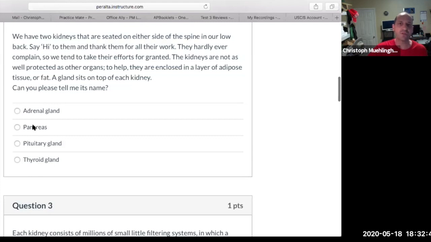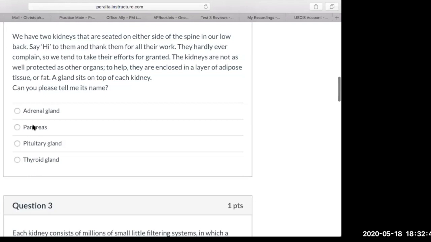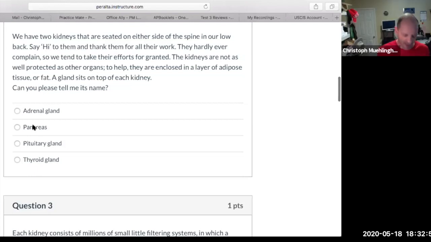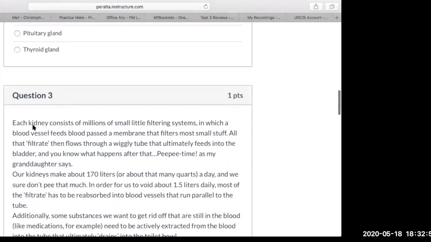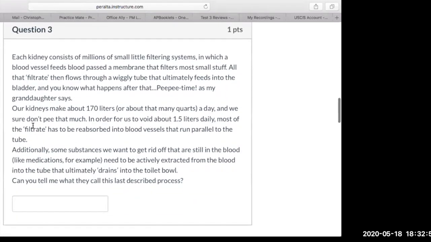A gland sits on top of each kidney. What is that gland called? Adrenal gland. Adrenal gland. Very good. That's Marcella? Marcella, yeah. I'm starting to learn your names by voice.